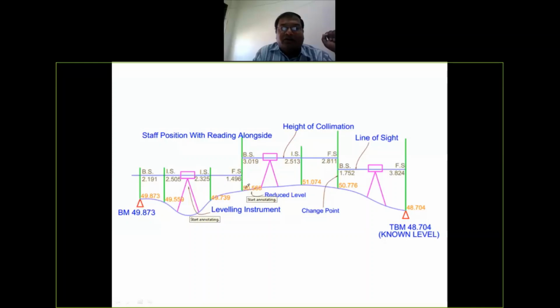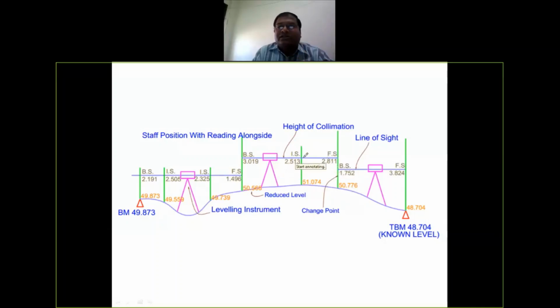But here you have to find out the RL of this particular point, and once you get the RL of this point, you simply add your backside reading and you will get the new height of instrument. So always remember, whenever you shift your instrument position from here to here or here to here, you have to always calculate the height of the instrument, because it will not be the same throughout the operation. Okay, if you change your instrument setup here, you have to again calculate the height of the instrument. So I have calculated my height of instrument.